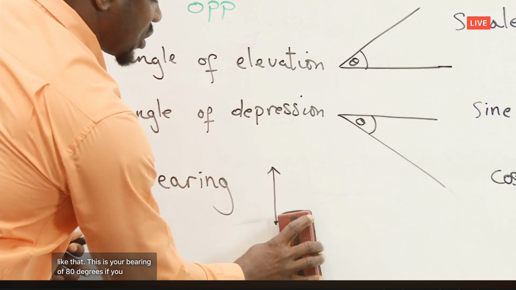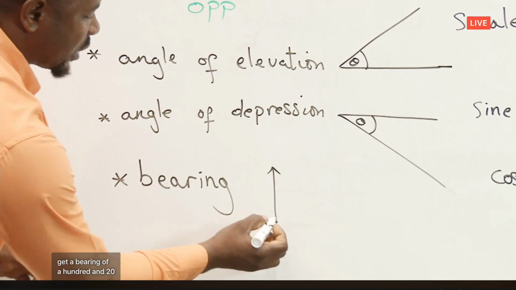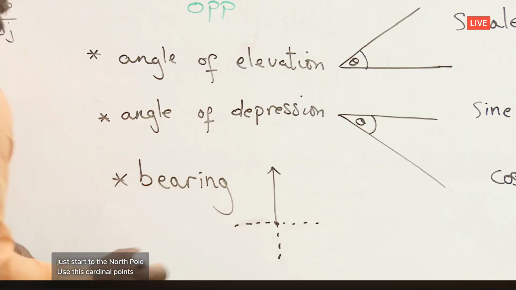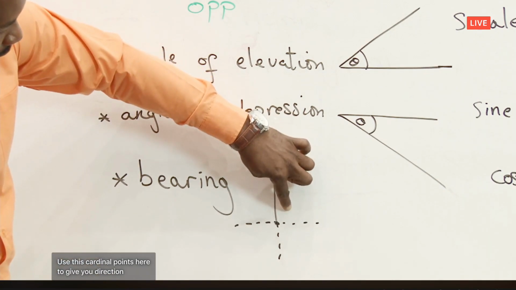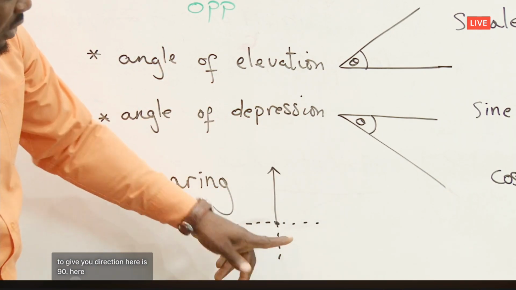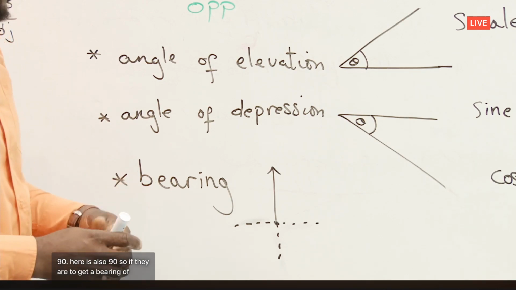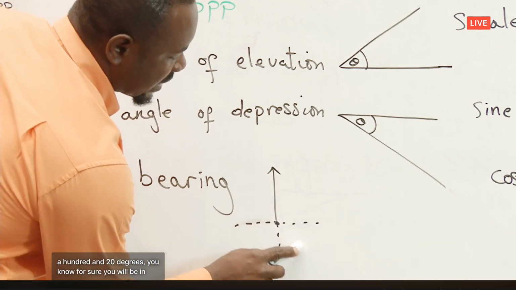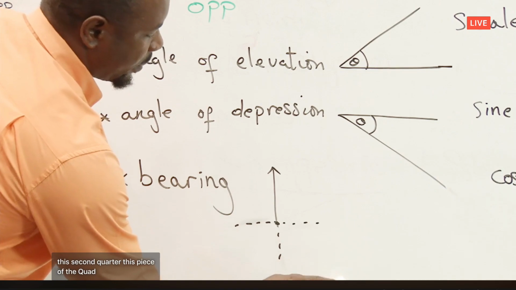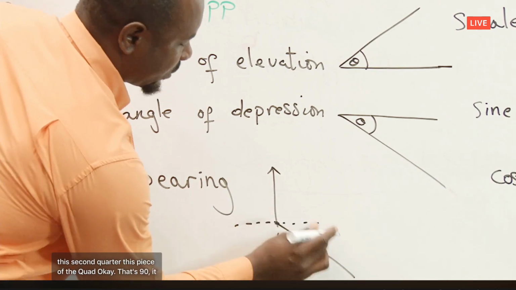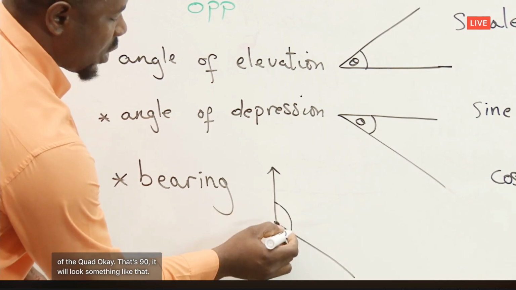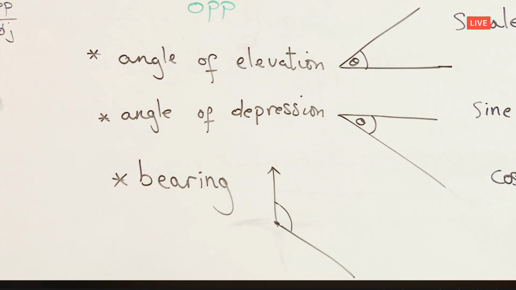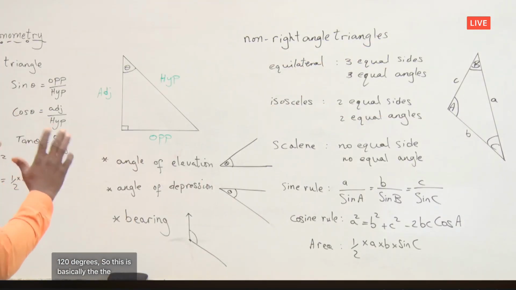If you need to get a bearing of 120 degrees, again, just start with the North Pole. Use these cardinal points here to give you direction. Here is 90. Here is also 90. So if they ask you to get a bearing of 120 degrees, you know for sure you will be in this second quadrant, this piece of the quadrant there. Because that's 90, it will look somewhere like that. So this would be your bearing of 120 degrees.